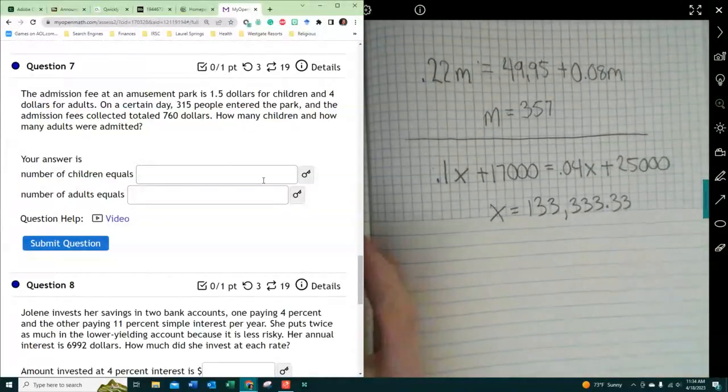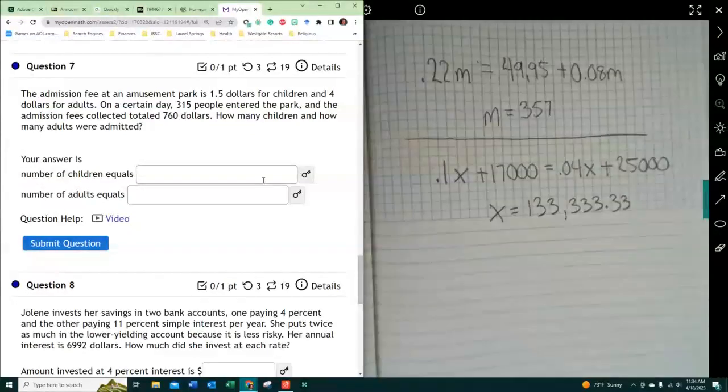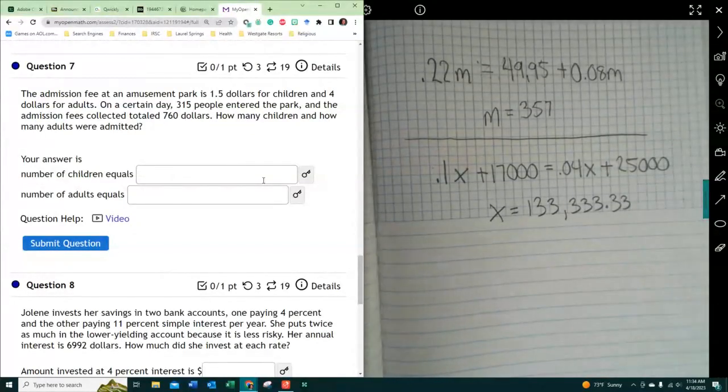So it was like that one that we did with the children that they actually didn't want us to solve, but I did anyway.